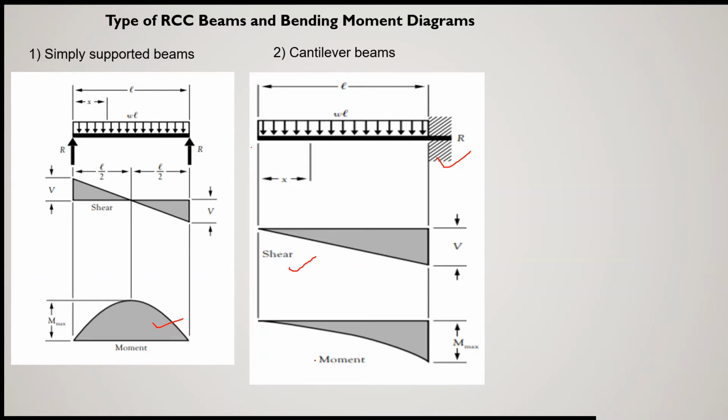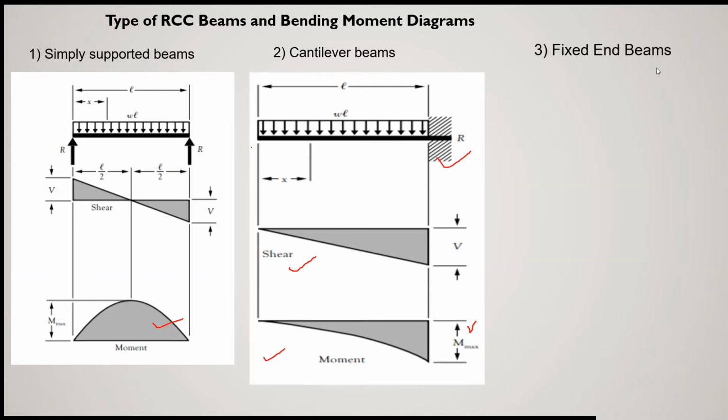And when we talk about the bending moment diagram, you will see that this bending moment diagram is a curve shape. It is a curve shape and maximum bending moment is at the support, that means the fixed end support, and then it consistently decreases to 0 at the free end.